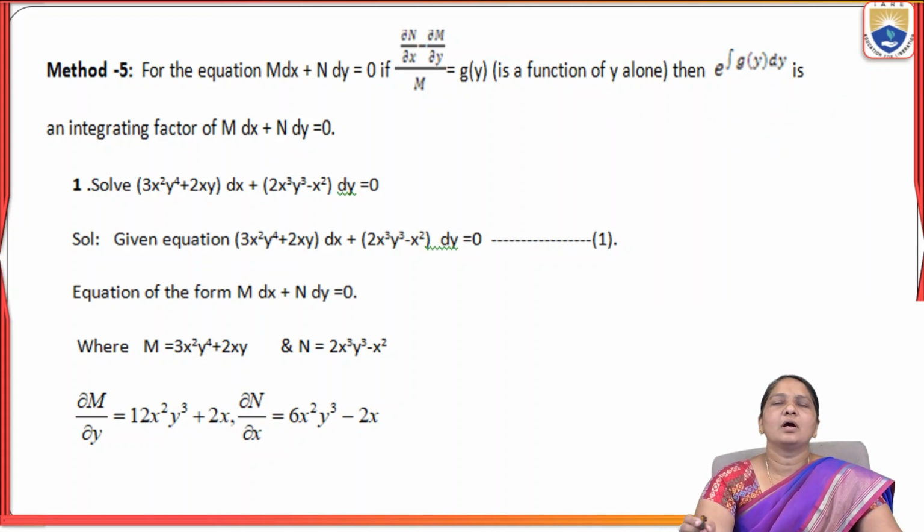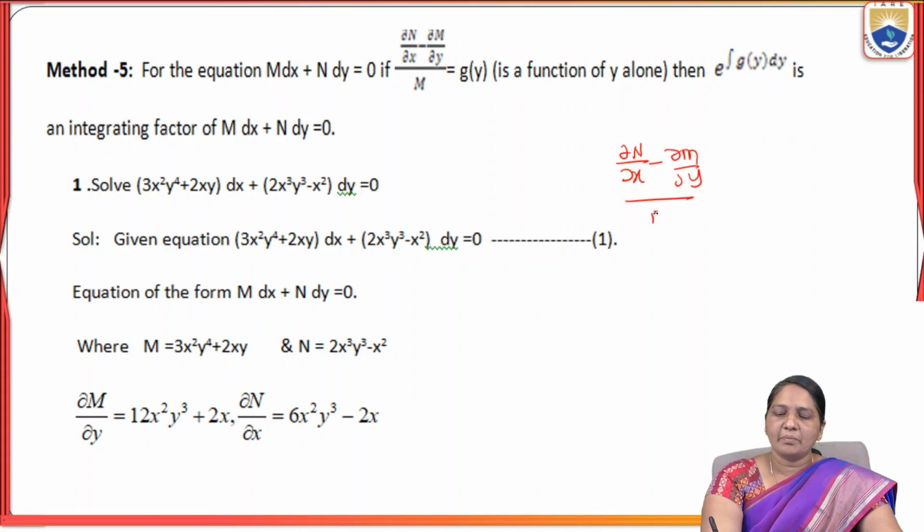So in method 5, what we need to calculate is the value of (dou N by dou x minus dou M by dou y) by M. This value should be equal to g of y, which means we need to get only y terms. This is the value we are going to find in the given equation.